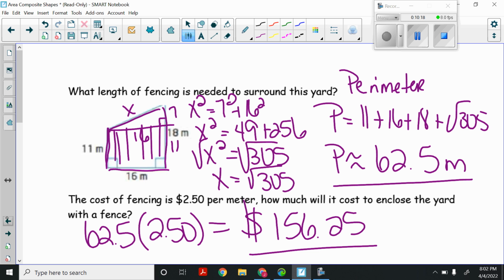All right, so that is all of the area of composite shapes notes. Your homework is the area of composite shape worksheet.